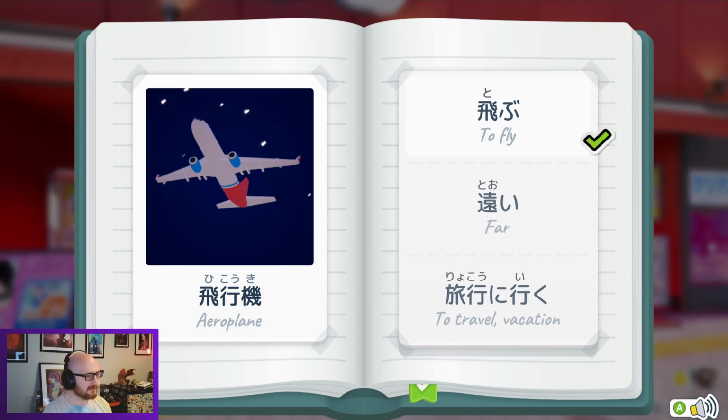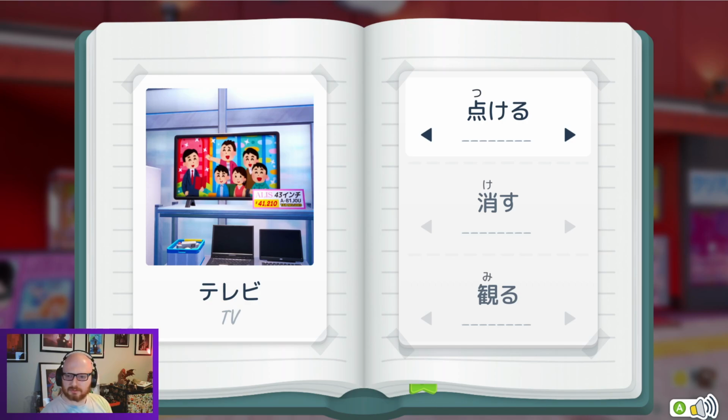We're getting some okay sentences today, I think. I think we're doing all right. Terebi. So here we have a TV, terebi. We also have a camera over here. We have some sort of shelf, which typically is like tana right there. So is there such a thing as a TV shelf? Terebi dana? Maybe. I don't know.